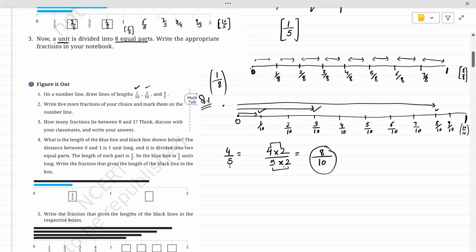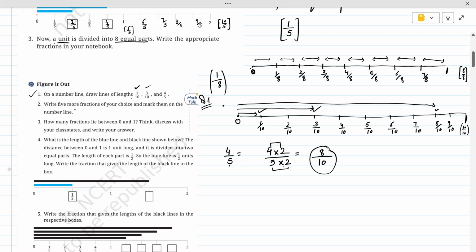We want to make 10 in the denominator. So for that, we have to multiply 5 with 2, which we are doing. But again, we have to multiply the numerator also with 2, right? We have to multiply both the numerator and denominator with the same number. So we will get 8 by 10, and here we have already marked 8 by 10. Right? So this is how we have to do this question.